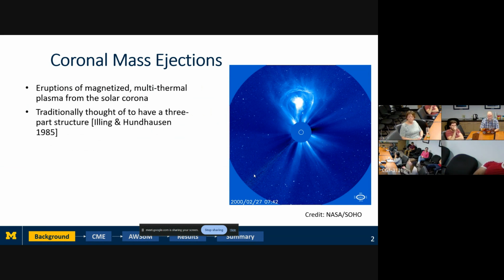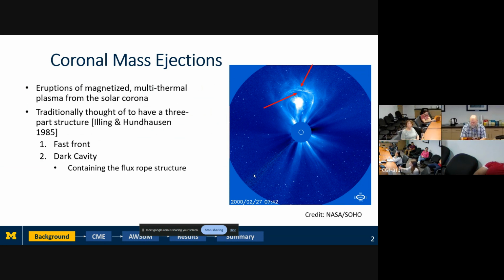So traditionally, CMEs are thought to have a three-part structure. Obviously, some people debate this, but for the purposes of this discussion, I'm going to keep with the three-part CME. So we have very clearly our fast front out in front, which is our CME propagating into our coronal material. We have our dark cavity that contains more of the flux rope structure. And then finally, we have the bright core that contains our cold, dense prominence material following behind.